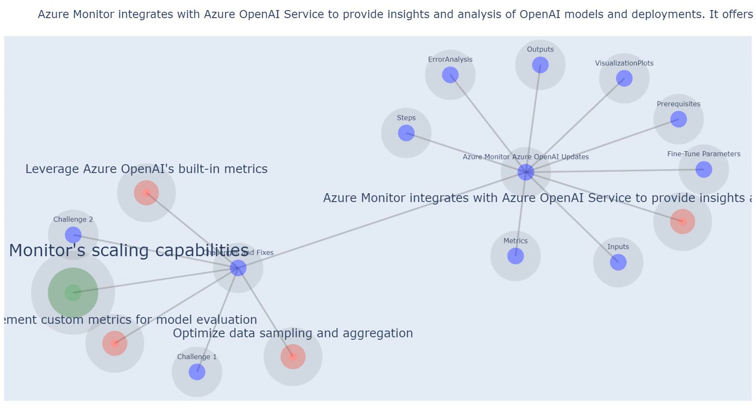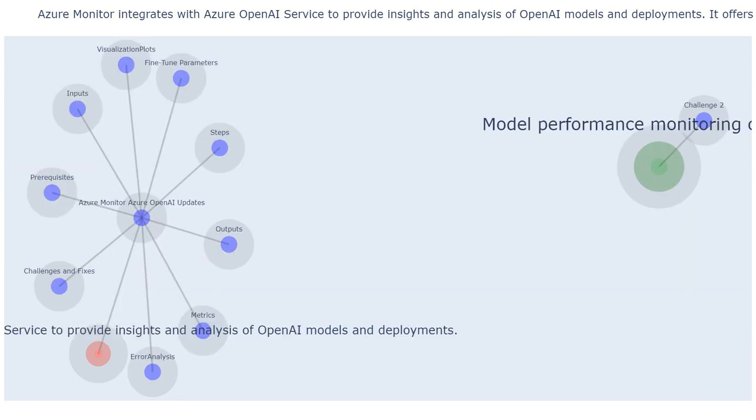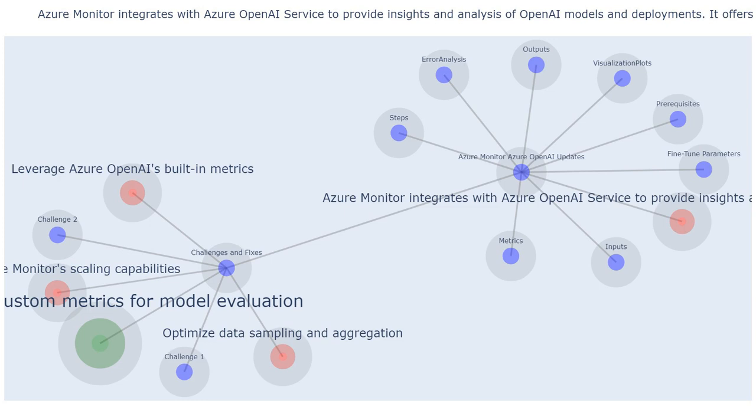Utilize Azure Monitor's scaling capabilities. Leverage Azure Monitor's scaling capabilities to handle high volumes of data by provisioning additional resources or utilizing data storage solutions like Azure Log Analytics. Challenge 2. Model performance monitoring. Challenges. Monitoring model performance effectively requires specific metrics and data points that are relevant to the model's functionality and application context. Implement custom metrics for model evaluation. Develop custom metrics that accurately reflect a model's performance in the specific context of your application.